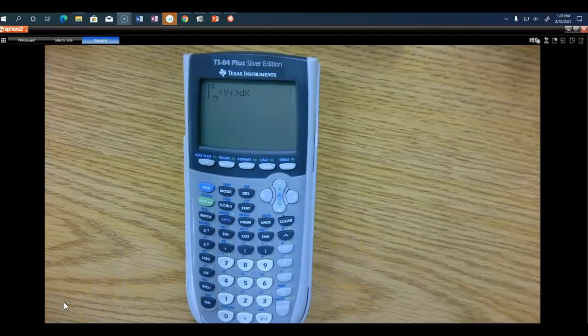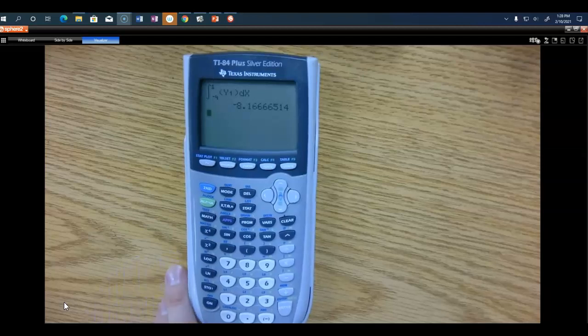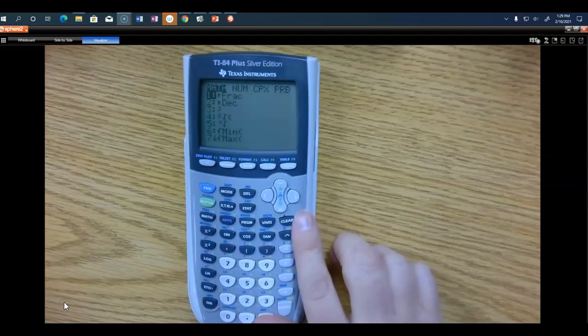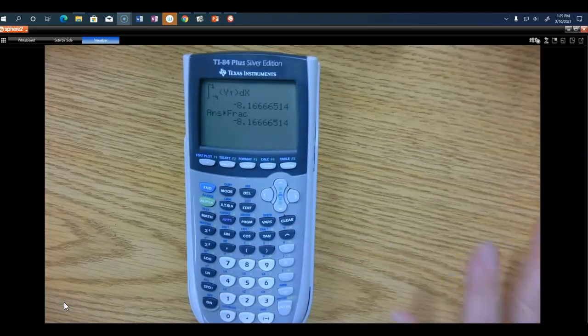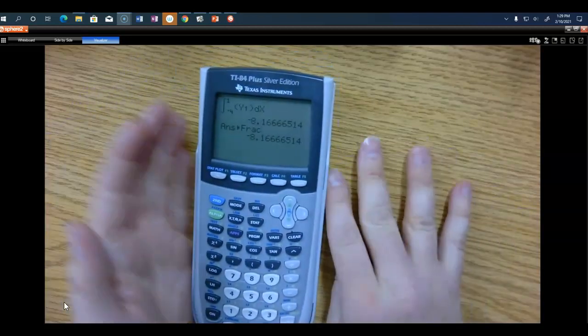Now, absolute value functions take up a lot of memory on the calculator, so it takes a long time to load the answer. Don't be surprised. But there's the answer, -8.16 bar. You could even change it into a fraction if you want to. You could push math, and then 1 for fraction, and then enter. Oh, it didn't do it. Should have done it. Try that. No, it won't work. Oh well. Surprised it didn't do that. Anyway, guess I won't mess with that today. It's not a big deal.